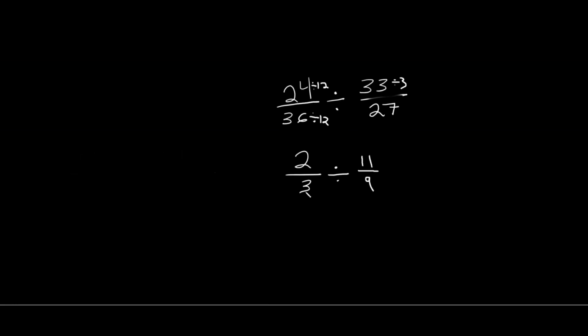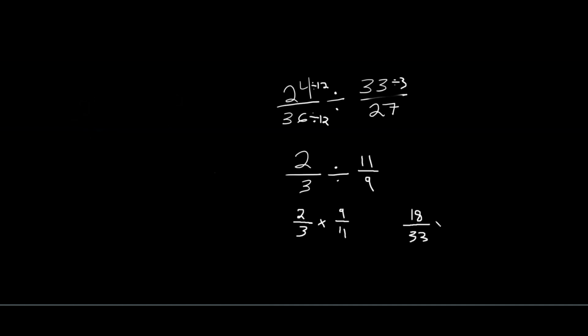So we're going to keep this fraction, 2 over 3, change the division symbol to multiplication, and then we're going to flip the numerator and denominator of the second fraction. So this will be 9 over 11, and then we multiply the numerators, so 2 times 9 is 18. And then 3 times 11 is 33.